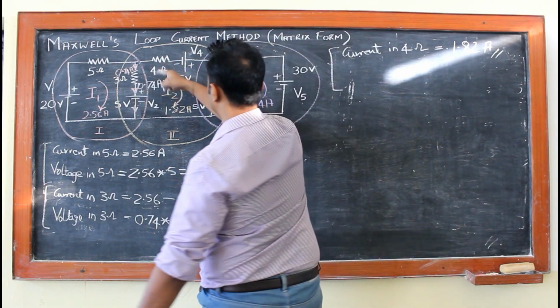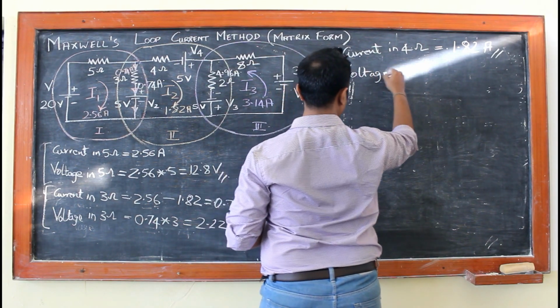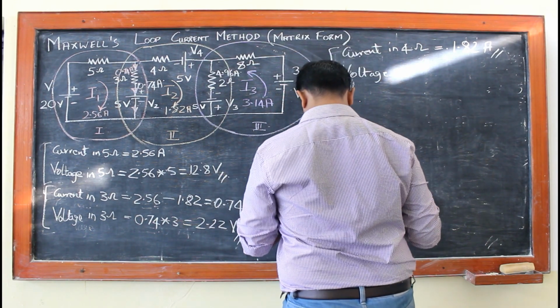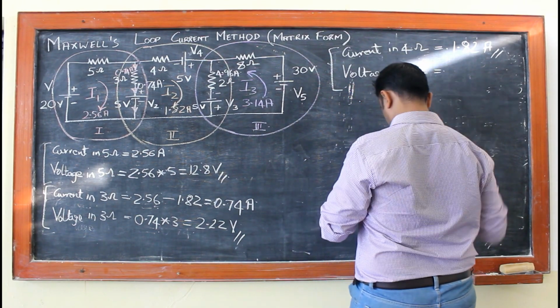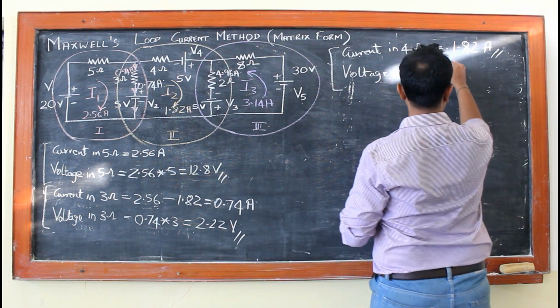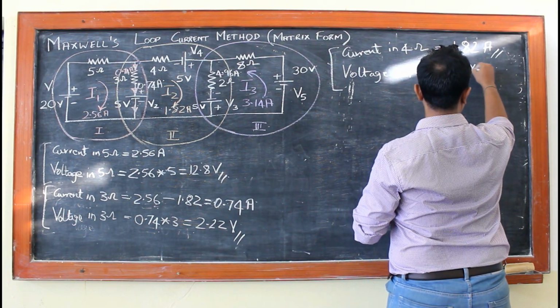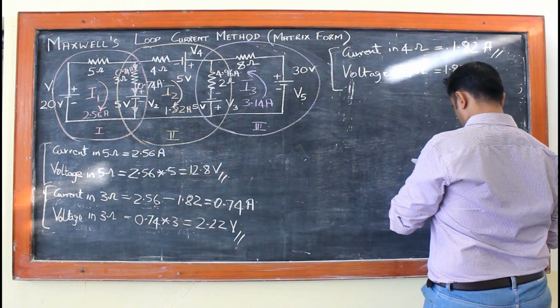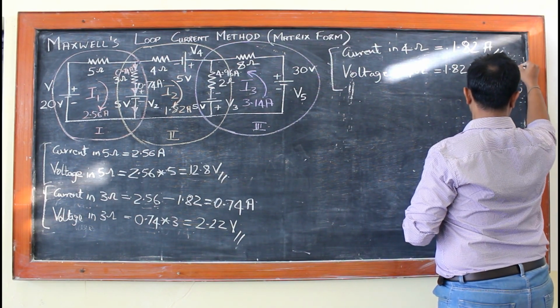I got the current, so I can find out the voltage. So voltage in the 4 ohms resistor will be equal to 1.82 into 4, which is equal to 7.28 volts.